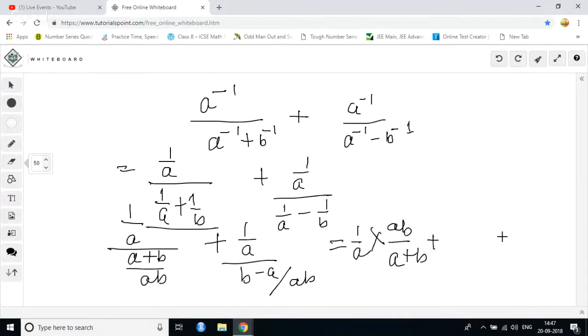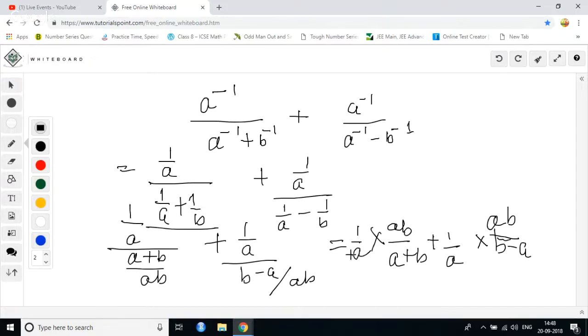This will be 1 by a multiplied by ab, and in the denominator I'll have b minus a. So what happens here? This 1 by a, 1 by a gone, this 1 by a and a is gone. What comes out? I'm writing here, this will be b divided by a plus b, and this will be b divided by b minus a.